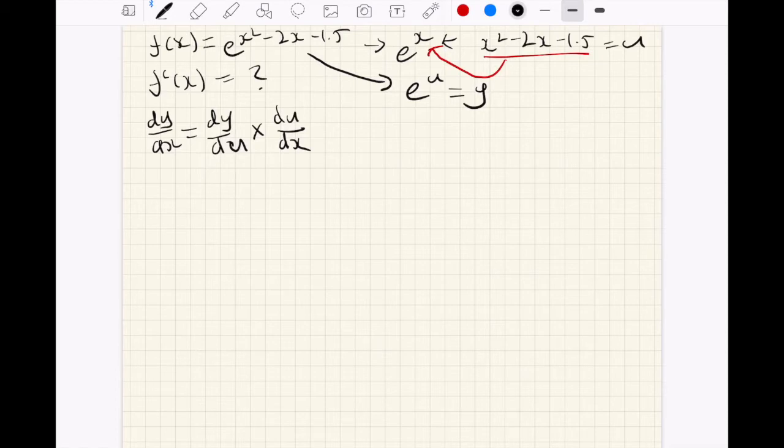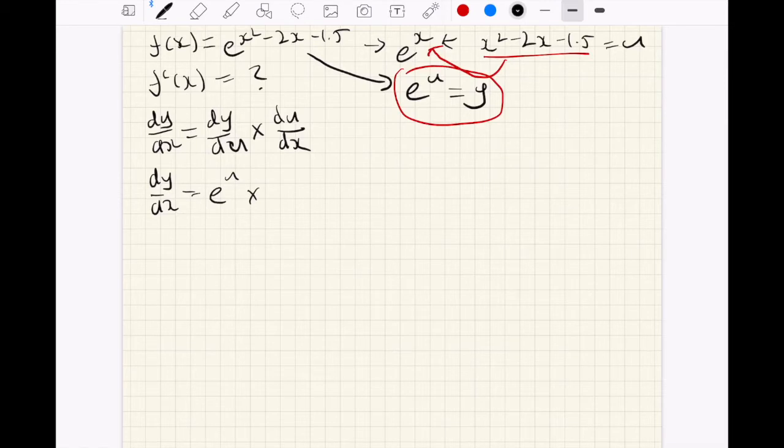Now, how does this help us? It helps us because y is the function that we have, and to find dy/dx, the derivative of y, first we have to find the derivative of y in terms of u. So what is that function? It's the one we just made, where y is equal to e to the power of u, where u is equal to x squared minus 2x minus 1.5. The derivative of y is just e to the power of u, because when you have a function of e to the power of u, the derivative of that is just e to the power of u. Now, we find the derivative of u in terms of x.